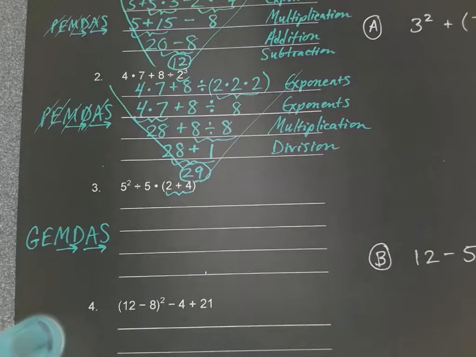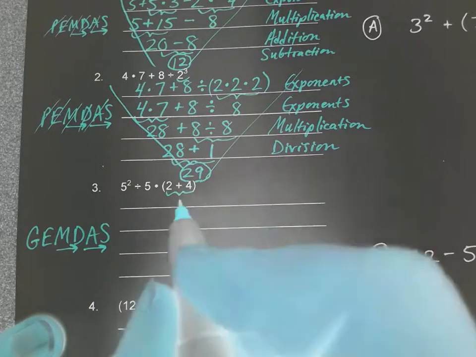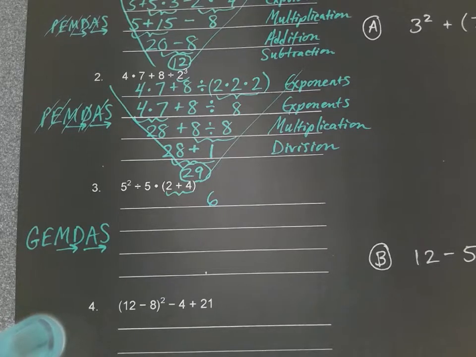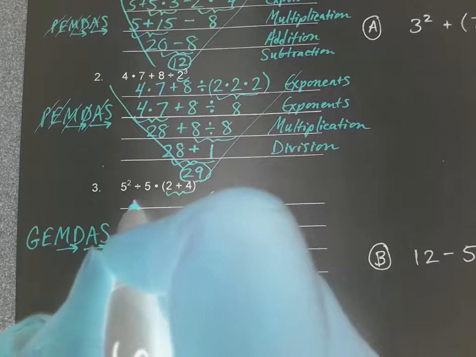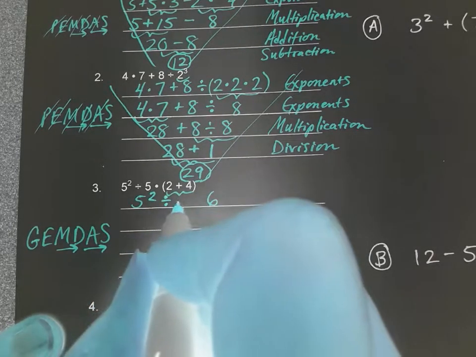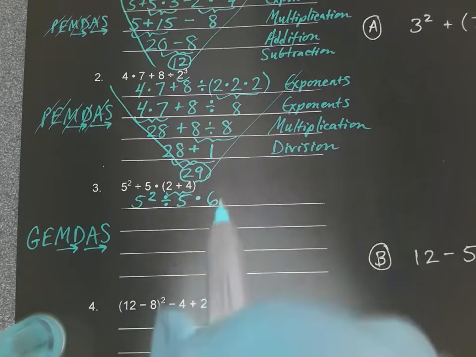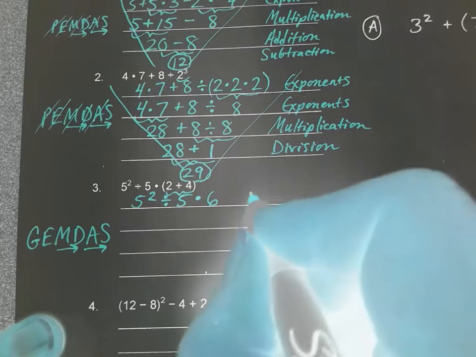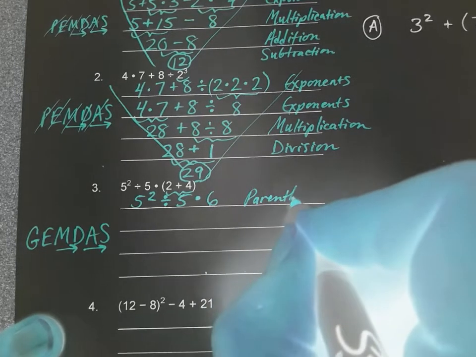So the first thing I need to do is take care of the operation in the grouping symbols. What is 2 plus 4? Well, the answer is 6, and I know I write a little bit bigger than they do, so I'm going to move my 6 over here a little bit. Notice that everything else in the expression stays the same. So I'm going to write 5 squared divided by 5 times 6. I simplified those parentheses, didn't I? So let's write down which rule we used.